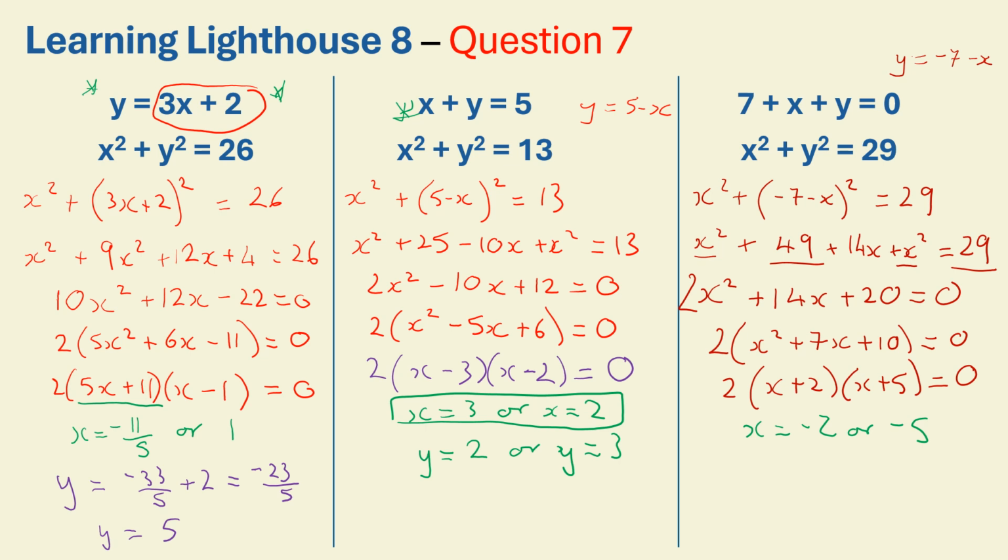And then we're just going to put them all into this here, so we get our solutions. So y is -7 take -2, which is -5. And if we put the -5 in, -7 take -5 is -2, and we're all done.